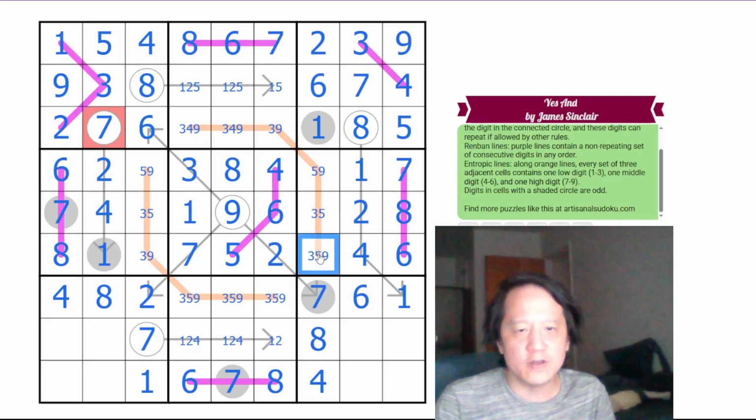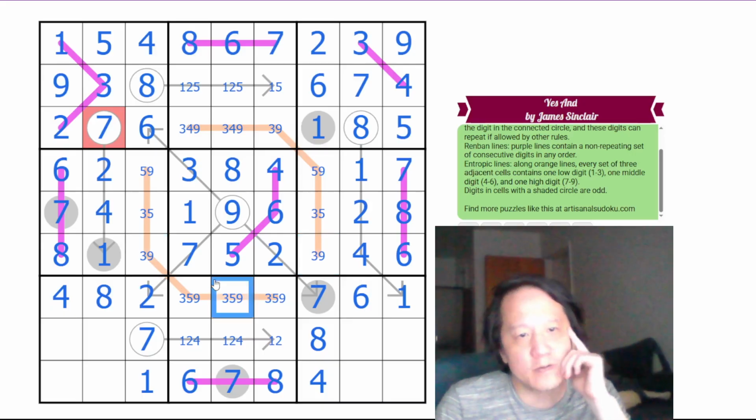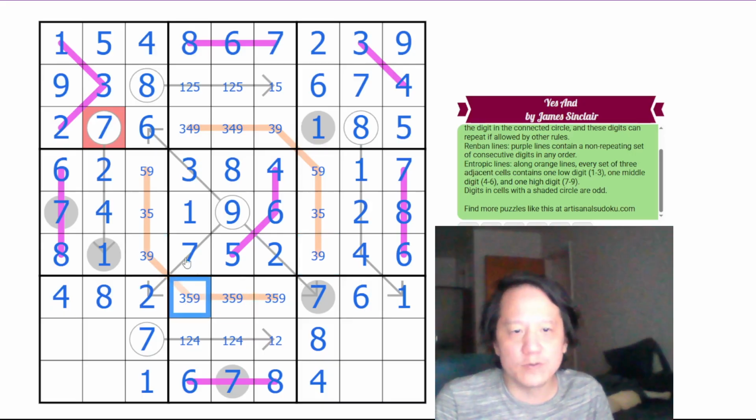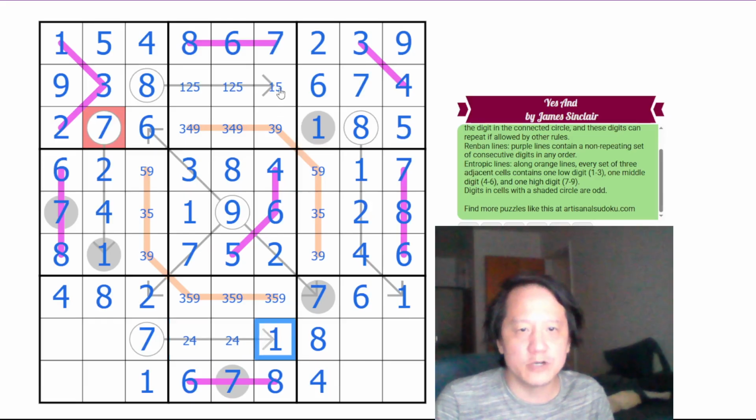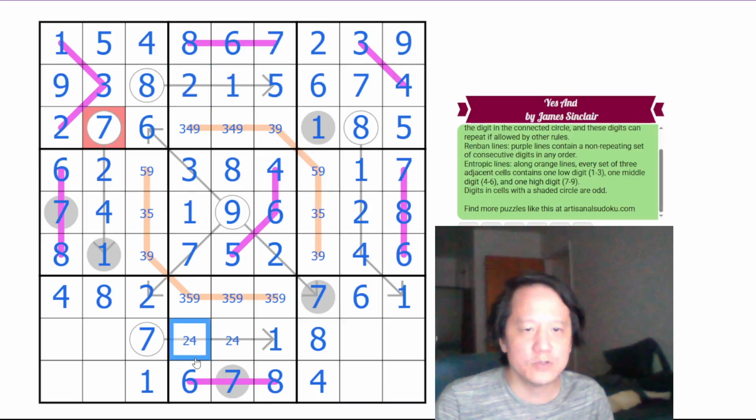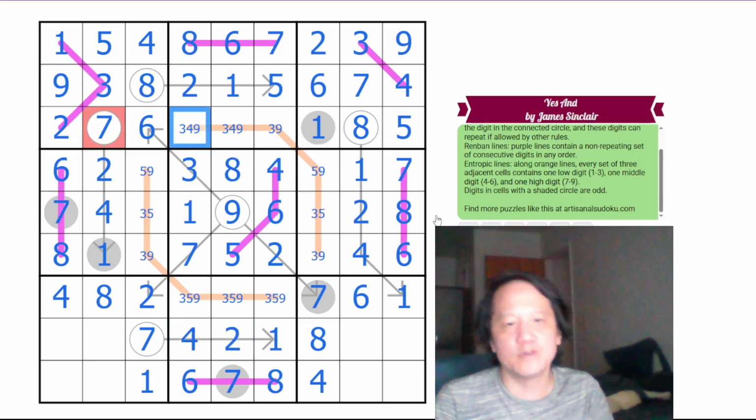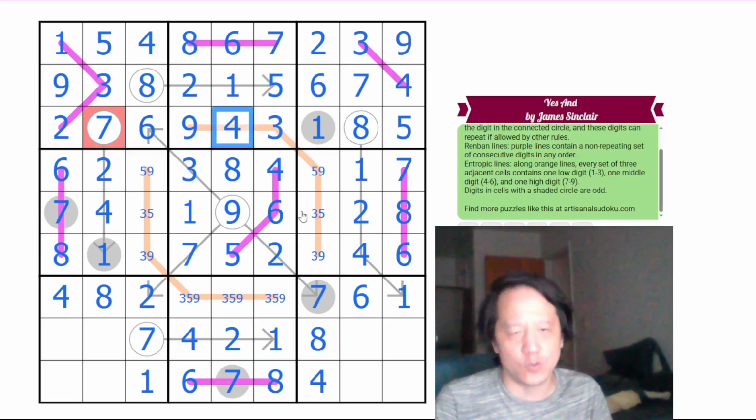No more 5 here, no more 5 there. 2 eliminates 2 here, so that's 1. So this can't be 1 here. 1 eliminates 1 there, so it's 5. No more 1 or 5 there. It's 2, which makes this 1. 2 eliminates 2 there, so it's 4 and 2. 3 and 4 eliminate 3 and 4 here, so it's 9, which makes that 3, which makes that 4.